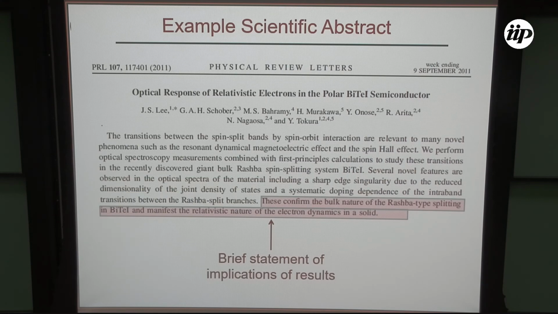In one sentence, these confirm the nature of Rashba type splitting and manifest the relativistic nature of the electron dynamics. So again, in 100 words, they basically tell the clear story of what you want to say. And what's nice about this is that you can expand this by just elaborating on each of these 4 points into the larger paper and even into the introduction itself. And you'll see how that's done. So this is a very nice way to make sure that you have something that is going to be coherent to an audience and is well contained.